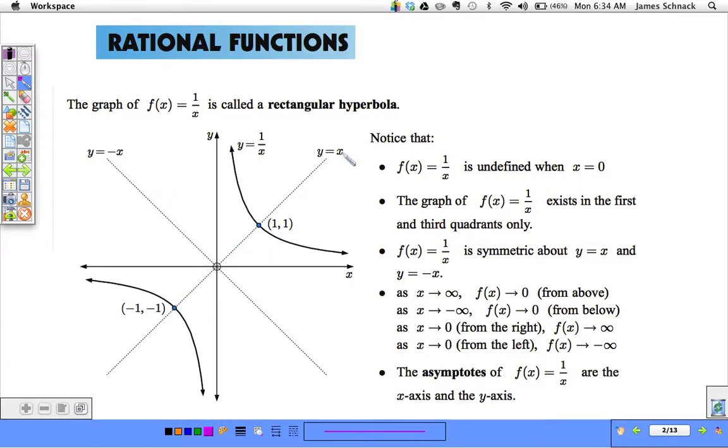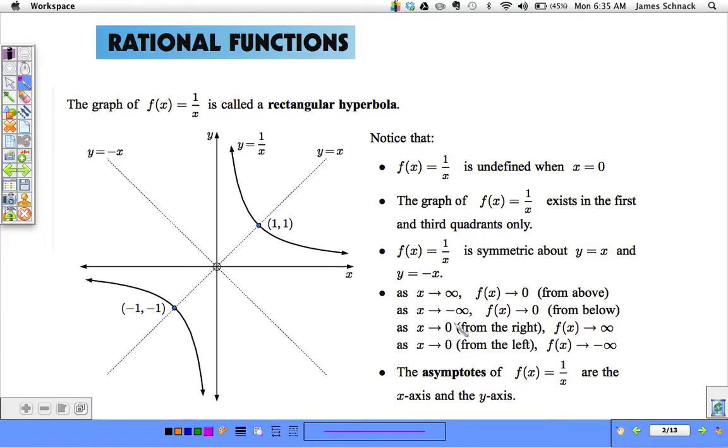It is symmetric across the line y equals x and the line y equals negative x. If we folded this graph on either of those dotted lines, we have a mirror image. It goes through the point (1, 1) and (-1, -1). And it is asymptotic. It approaches both a horizontal and vertical asymptote. Notice that we can't put 0 in the denominator. We're undefined there. Hence the vertical asymptote. This graph exists in only the first and third quadrant.